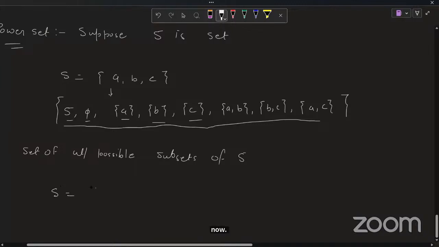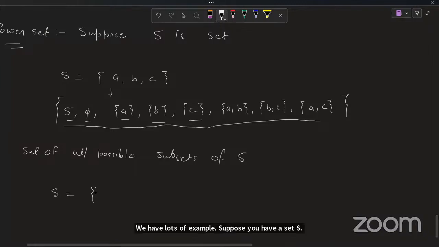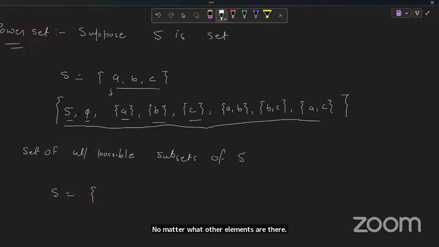Suppose you have a set S. I am not explaining power set right now. What I have done is I am saying, suppose I have a set S with 3 elements inside it. No matter what the elements are, I can make a collection of all the possible subsets of this set S, right? That collection will not change for anyone, first of all.